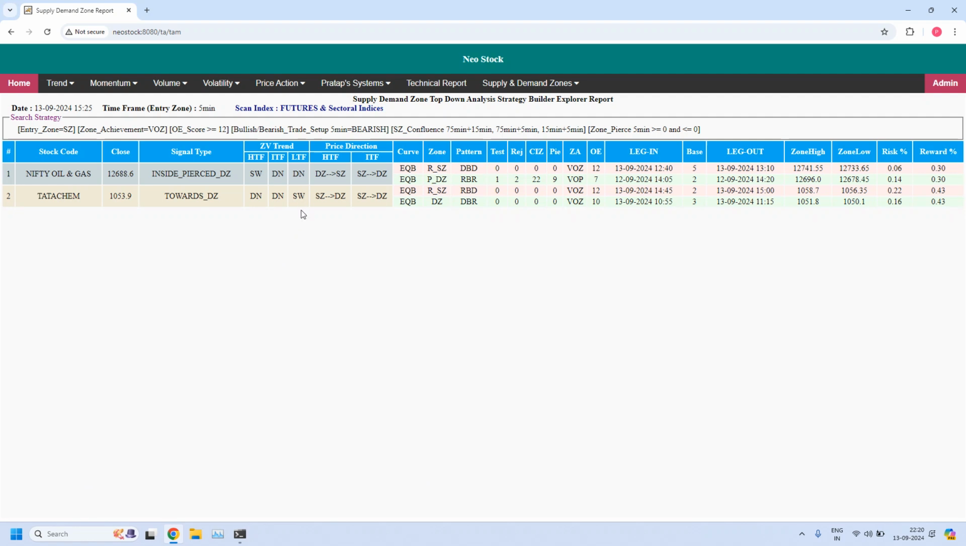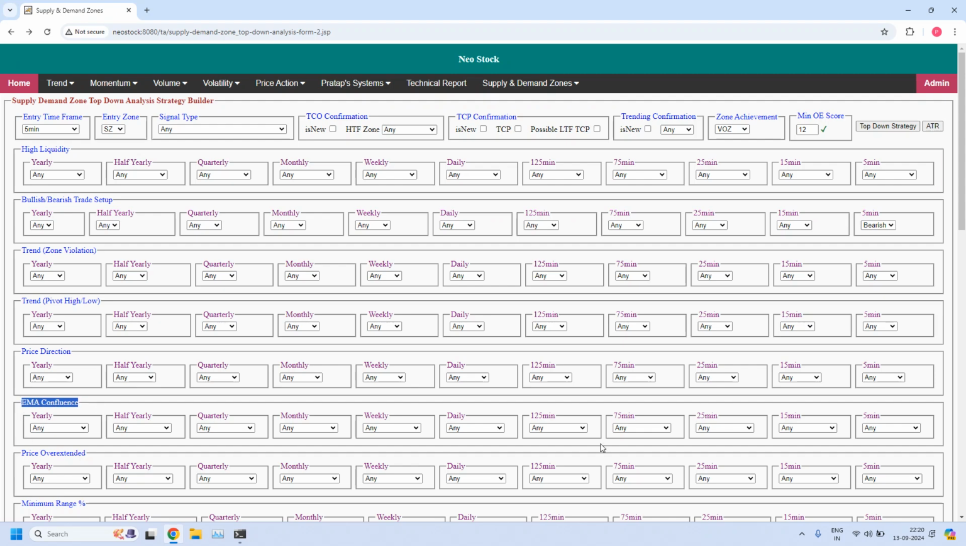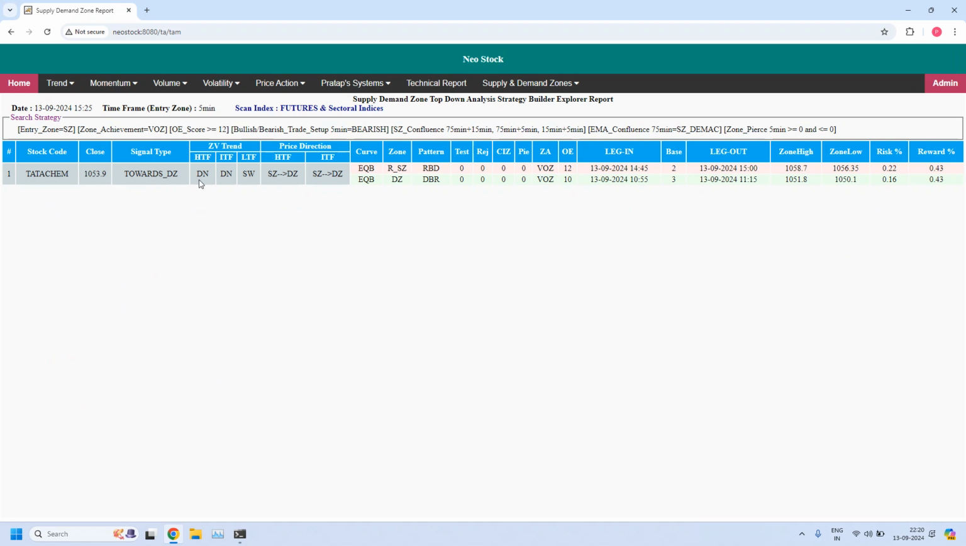So the 5 minute zone is part of 15. 5 minutes and 15 together is again part of the 75 minute zone. If Tata Chemical is in a downtrend and has any daily EMA confluence, it's a high probability setup. Let's check. In the EMA confluence in 75 minutes, let's look for 75 minute supply zone with daily EMA confluence. So Tata Chemicals is filtered. It's a high probability trade setup because the 75 minutes trend is also downtrend and it has daily EMA confluence.